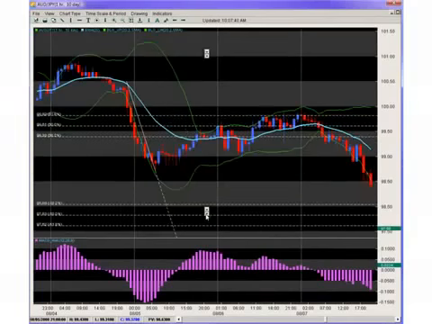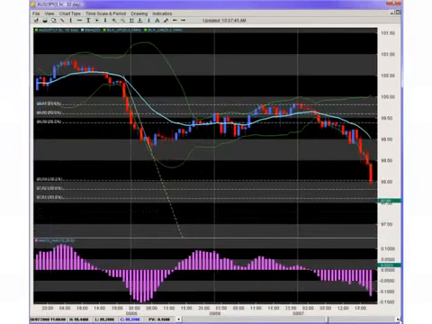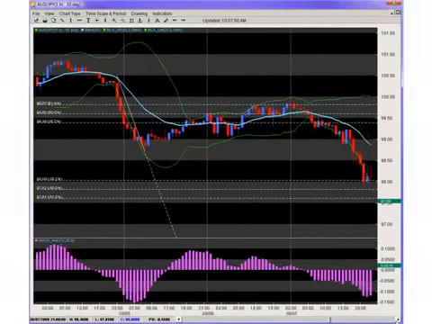Now zooming in just a little bit further and down a little bit, we can see, hey, are we going to make it to our 150 extension? And boom, there we go. Touch our 150 extension without much of a problem there.